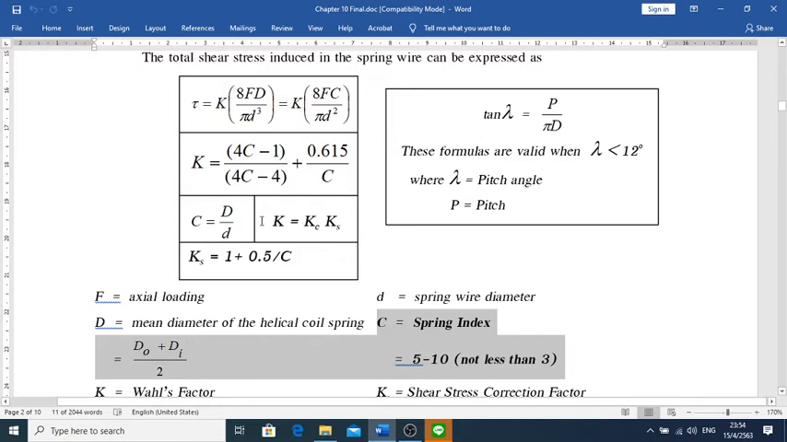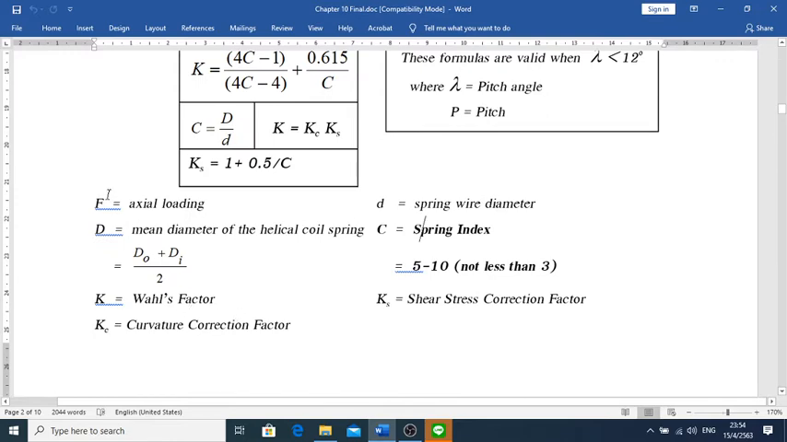If C is small, the coil spring is going to be long. So the shape of the C term is going to look like that. F is the axial load, D is the mean diameter, K is the wound factor, K sub C is the curvature correction factor, and K sub S is the shear stress correction factor, respectively.